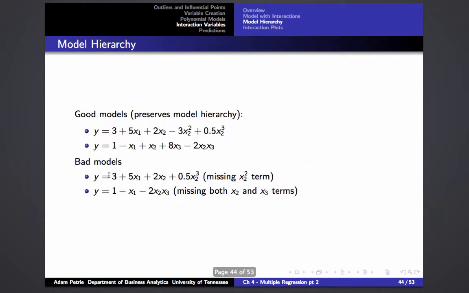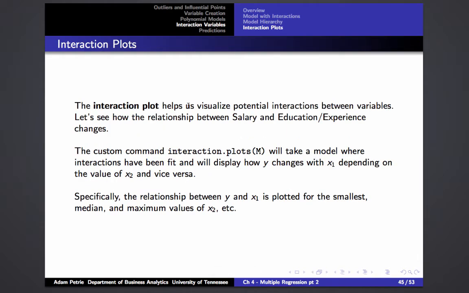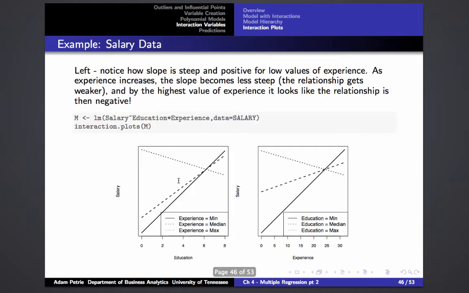All right, I'm going to skip these slides for now because I actually want to talk about the interaction plots of the model. For those of you who aren't comfortable working with the equations, the interaction plot will show you what those implicit regression equations are for 3 values of the other variable, that third variable. So the command is interaction plots, and it's going to take a fitted regression model. So let's look at the interaction plots for the salary data.